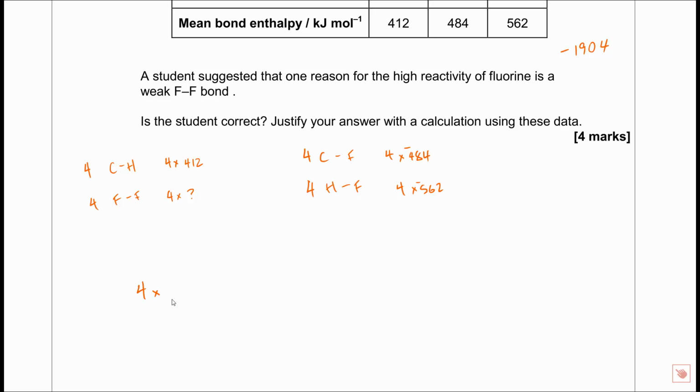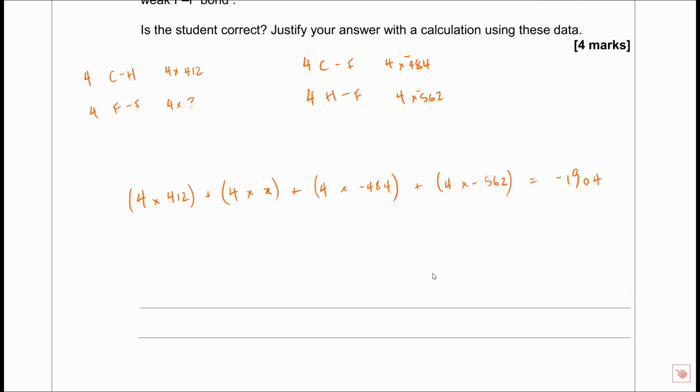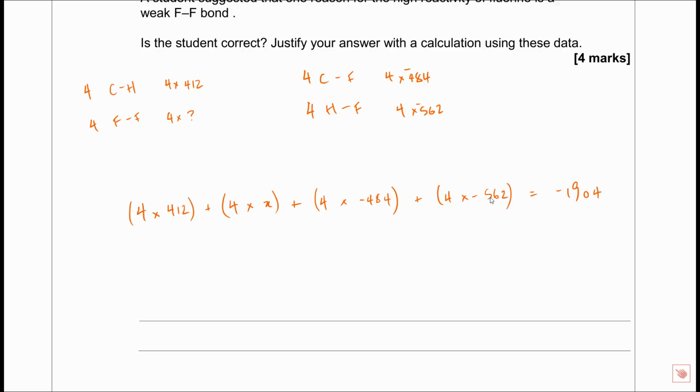So, the final calculation bit would be 4 times 412, add 4 times x. I will put x this time. Add that to 4 times minus 484. Add that to 4 times minus 562. And that overall thing is going to equal minus 1904. Then, as with the other one, I'm not going to bother doing all this stuff. I'm just going to basically go from here, and you can work this all out yourself. You would end up with the FF bond, because maybe you've got to divide by 4.